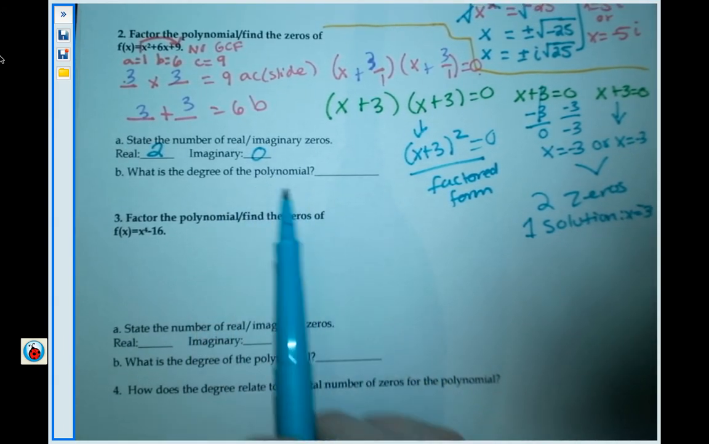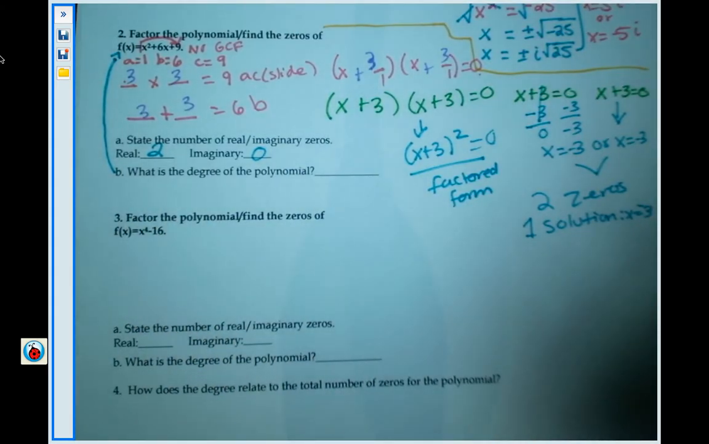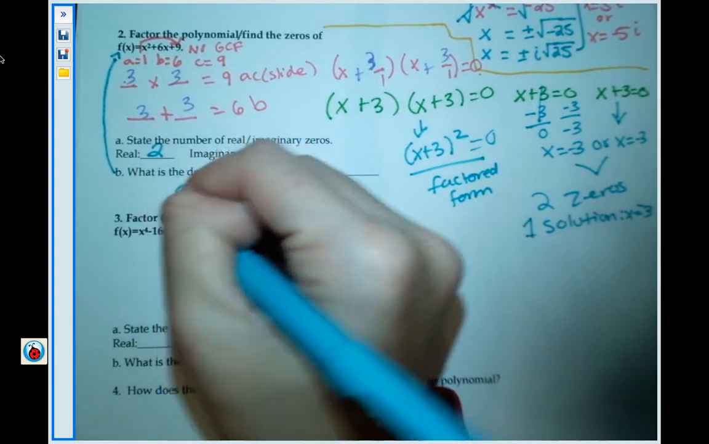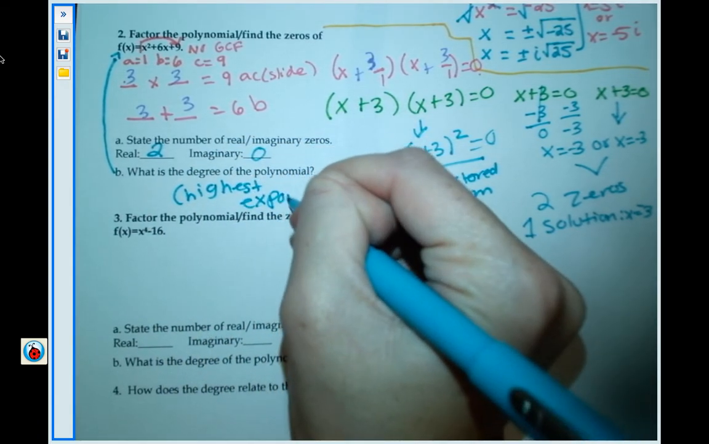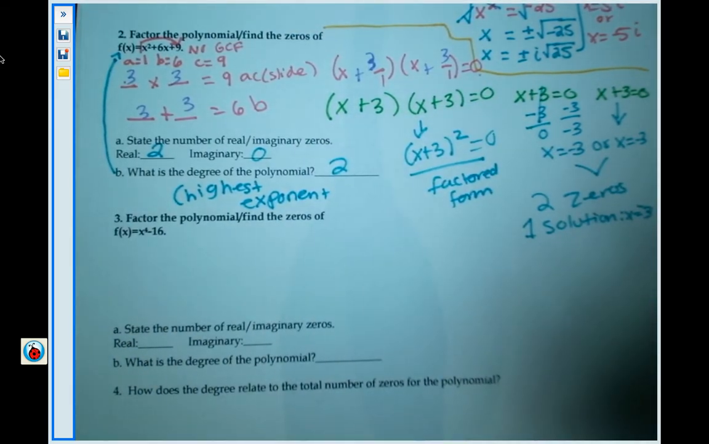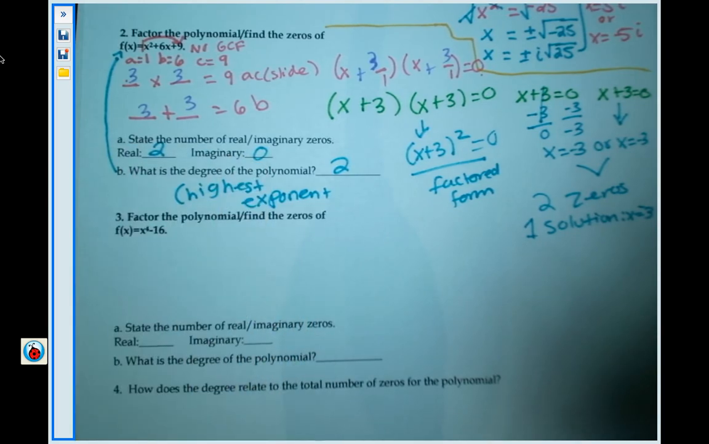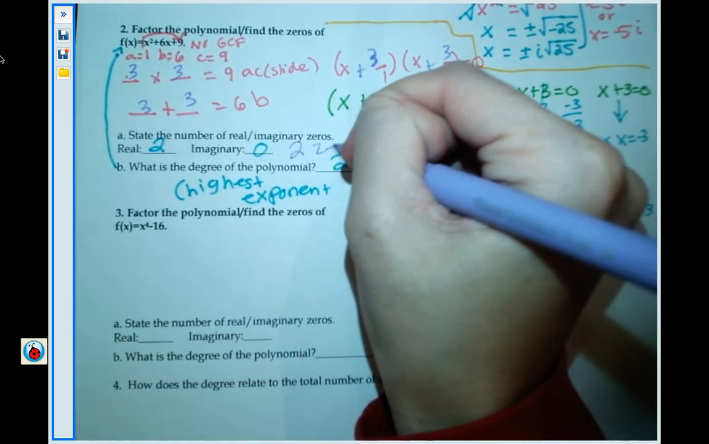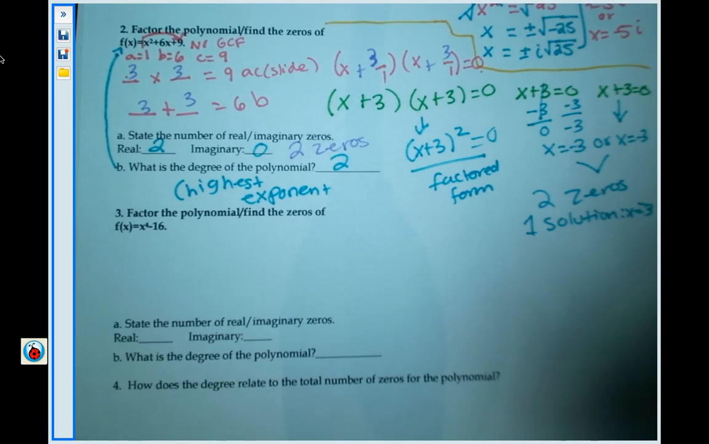The degree of the polynomial, we're going to go back to the original problem to find the degree. And the degree, remember you guys, is the highest exponent. So the highest exponent that I see is a 2. Okay, so the degree is 2, and that should equal how many total zeros we have, which 2 plus 0 gives me 2 total zeros. So I have 2 zeros and a degree of 2, and they are the same. So yay, we did it correctly, you guys.